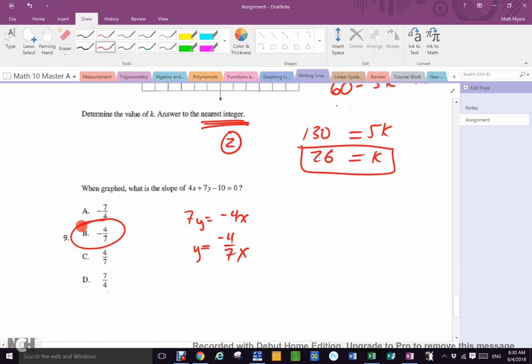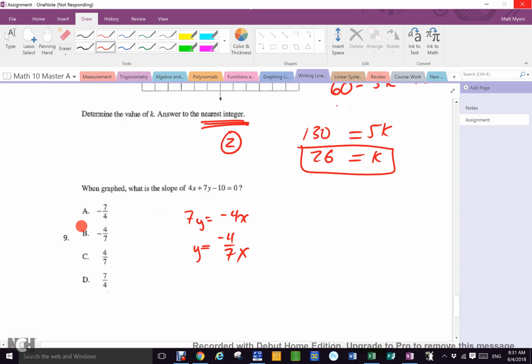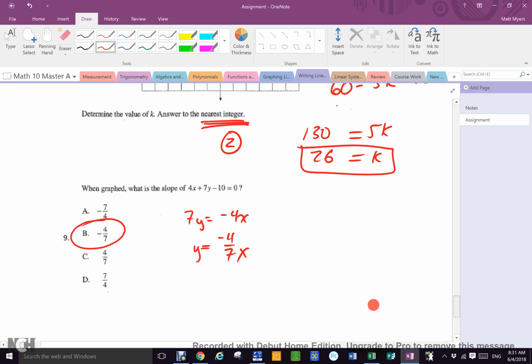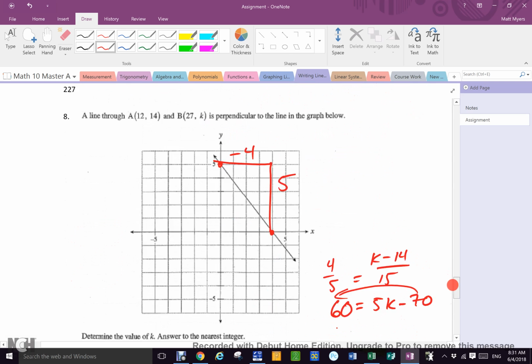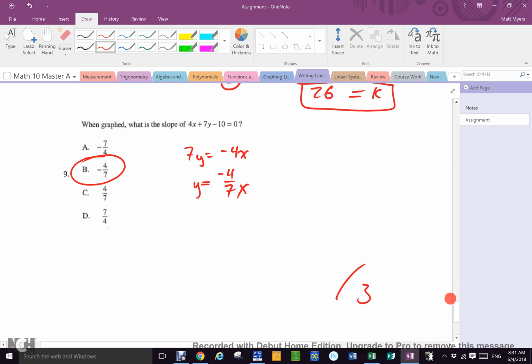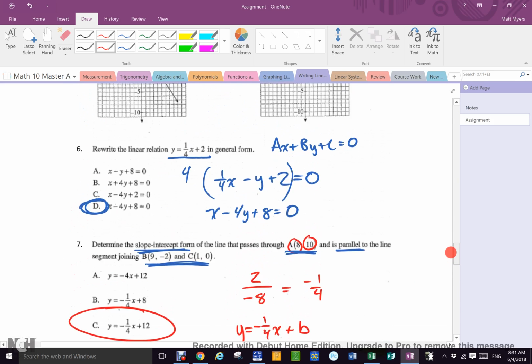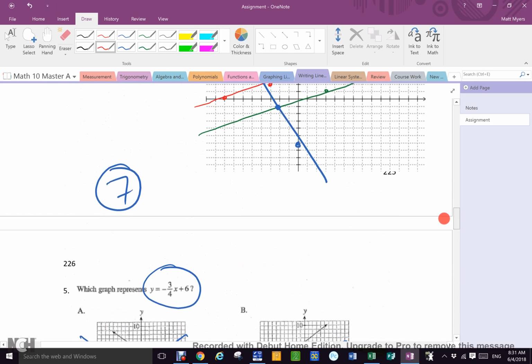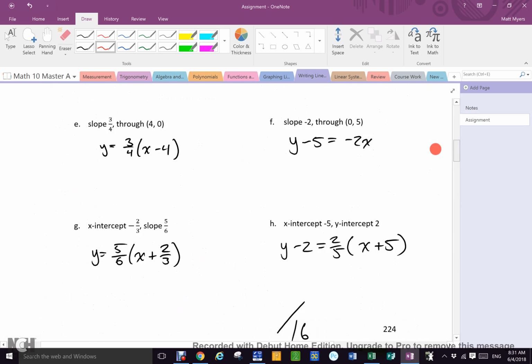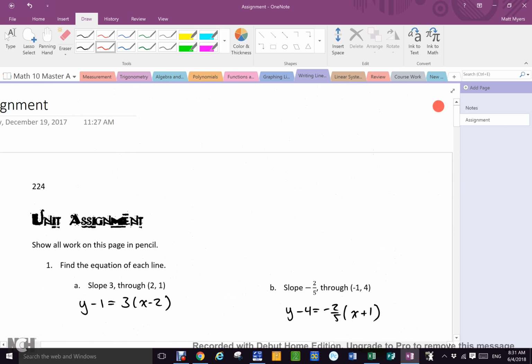B. That's it for that page, right? So what's it out of? 2, 3, 4. Was there one at the top? No. That page out of 3. And that's it. 3 and 1, 2, 3 is 6, and 7 is 13, and 16 is 29. I'll come and get that mark over the next day or two.